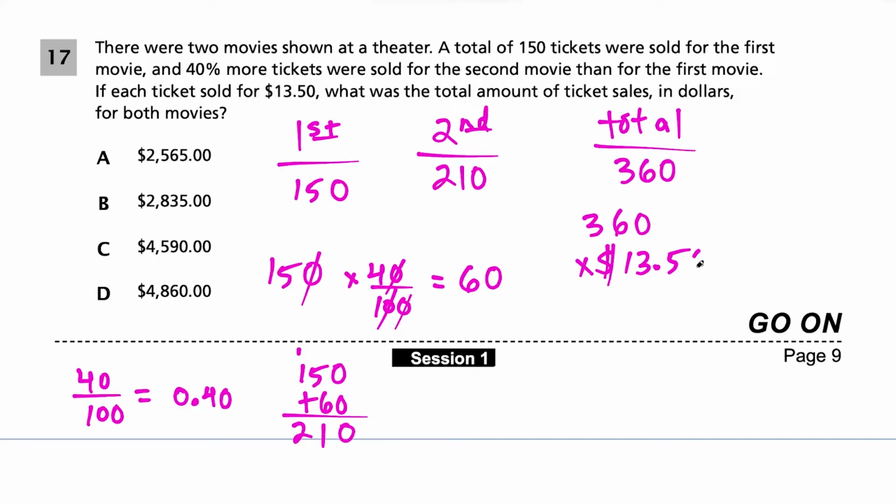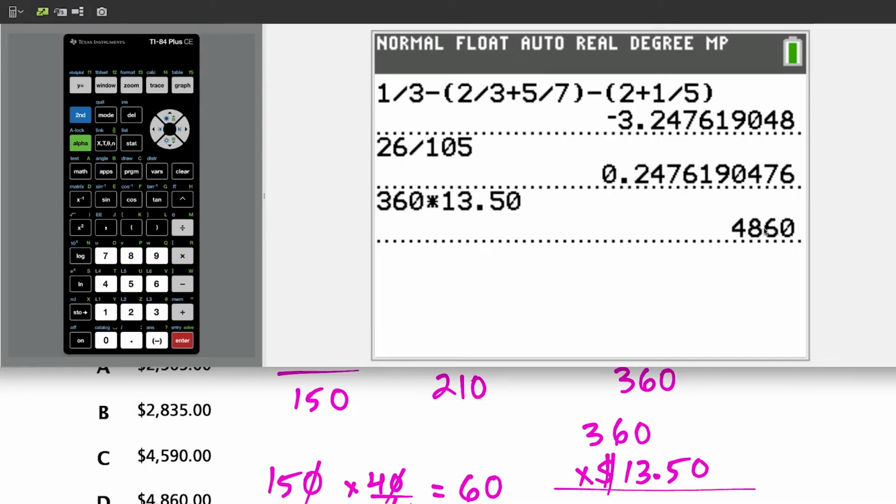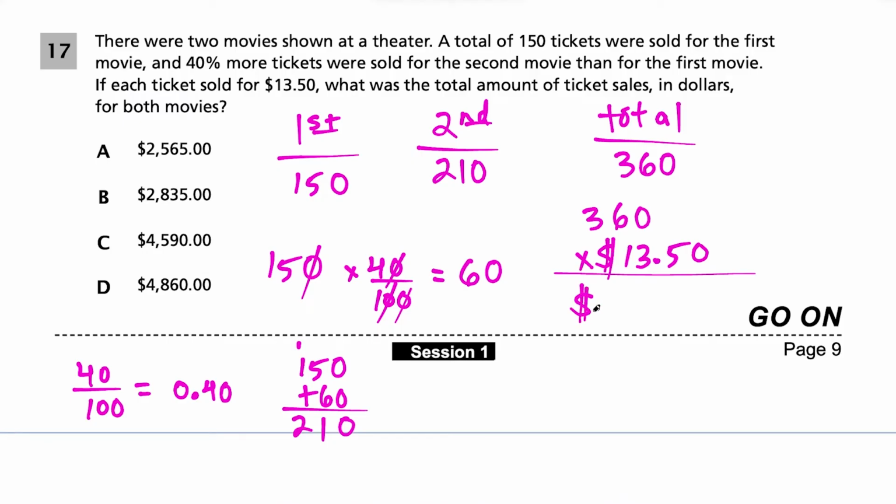And I could do long multiplication here, but this is going to take a long time considering that we're doing a 4-digit by a 3-digit here. So for this, we'll just use the calculator. So we're going to do 360 times 13.50. So we just got to throw in that decimal there, and it's going to work out to 4,860. So once again, the total is 4,860, and this is going to match up with choice D.